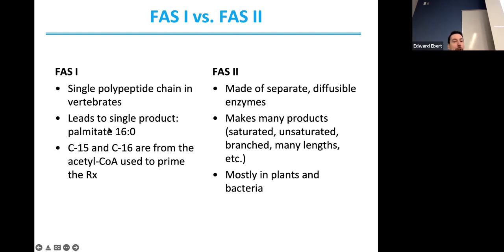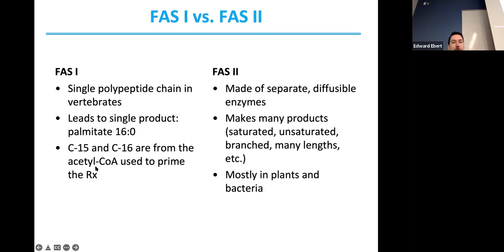Fatty acid synthase 1 only makes palmitate, right? So this is where intellectually I look at it and think, well, we're humans, we're higher organisms, right? And we only make palmitate? Yes, we only make palmitate. Fatty acid synthase 2 can make a whole bunch of different fatty acids. They can be saturated, unsaturated, branched. They can have all sorts of different lengths. So there's a lot more variety that comes from fatty acid synthase 2. But we make palmitate, and then later on we can do stuff to palmitate.